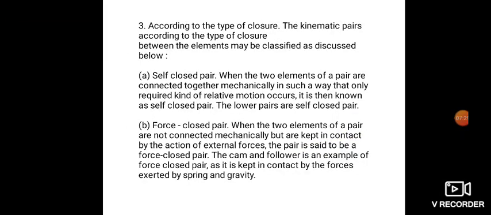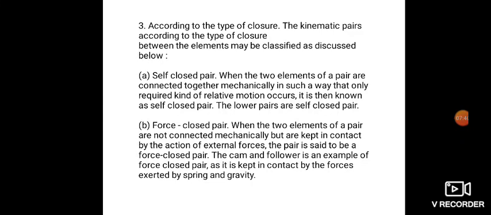Then third, according to the type of closure, the kinematic pair is to be classified further into two types: self-closed pair and forced closed pair. When the two elements of a pair are connected together mechanically in such a way that only the required kind of relative motion occurs, then that is known as self-closed pair.